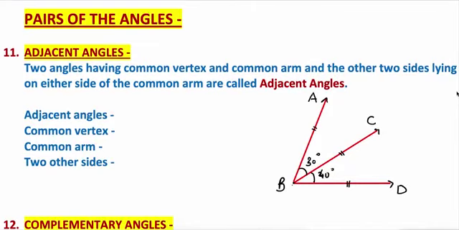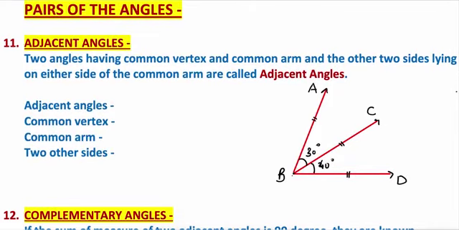Pairs of angles. First is the adjacent angle. The two angles having a common vertex and a common arm, and the other two sides lying on either side of the common arm, are called adjacent angles. Suppose here we have two angles, angle ABC and angle CBD.